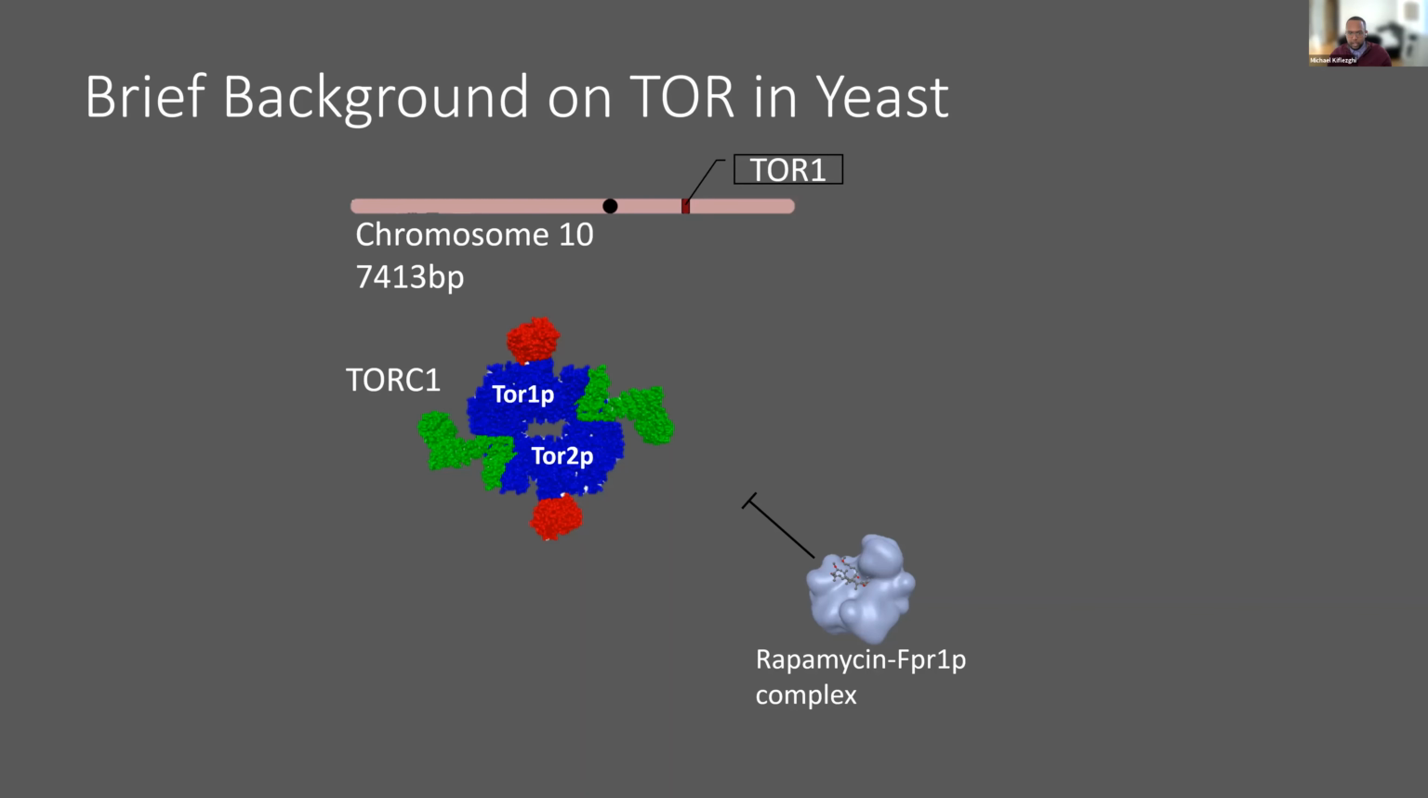Tacrolimus, another macrolide lactone, also binds FPR1, forming an inhibitory complex that inhibits the serine threonine phosphatase calcineurin, bringing to mind that changes in the structure of the drug can bring about totally different targets. Indeed, we've tested structurally altered TOR inhibitors from collaborators that end up having no TOR inhibitory effect.